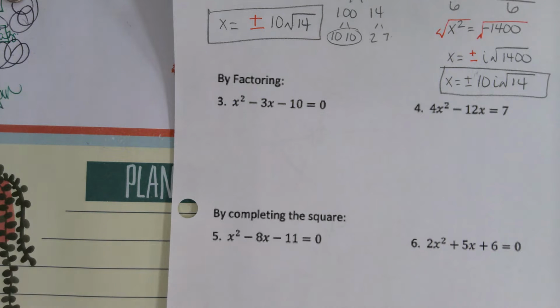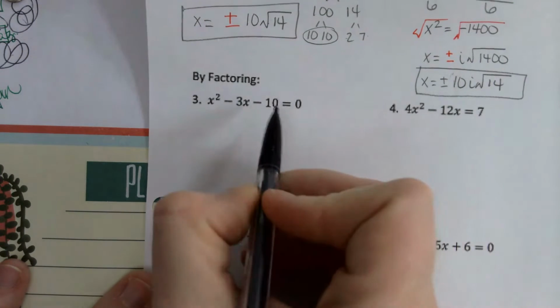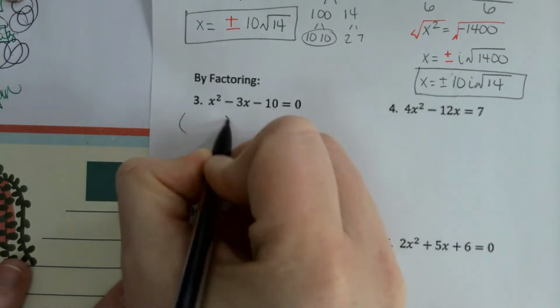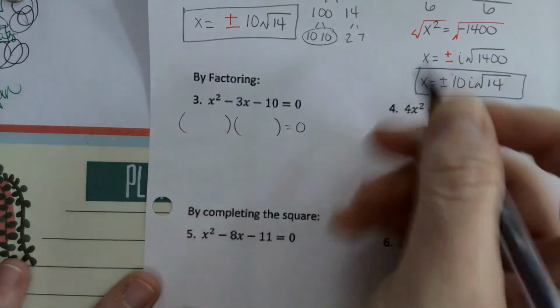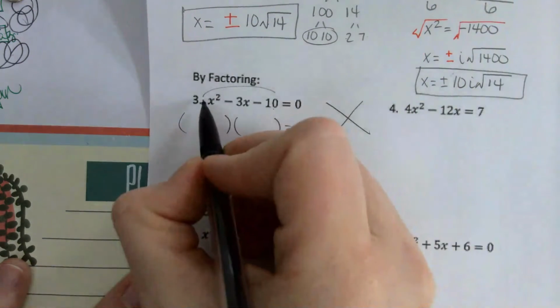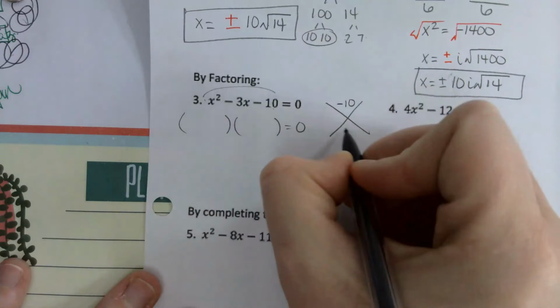This video is for solving by factoring. So the first one I'm going to factor here is number 3. I'm going to put my factors down equals 0, and I'm going to draw an x. I'm going to take a times c, which is 1 times negative 10. So negative 10, that adds up to be negative 3.